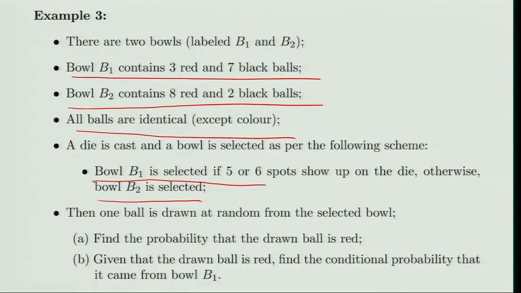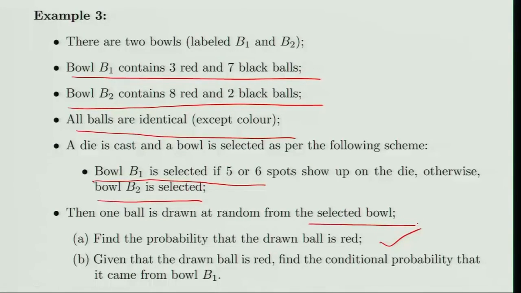So to select one of the balls B1 and B2, I play a game, and that game is casting a die. If the outcome of the casting of the die is a number 5 or 6, I select ball B1, otherwise I select ball B2. Now after a ball has been selected, I select one of the balls at random from the selected ball. The first part is to find the probability that the ball is red. Second is, given that the ball is red, find the conditional probability that it came from ball B1.